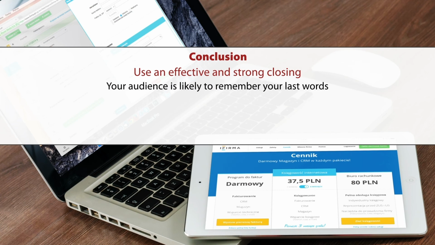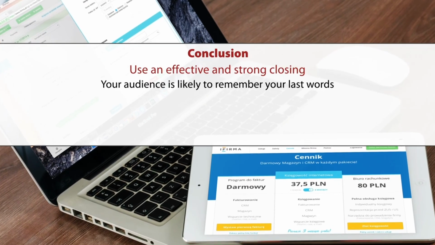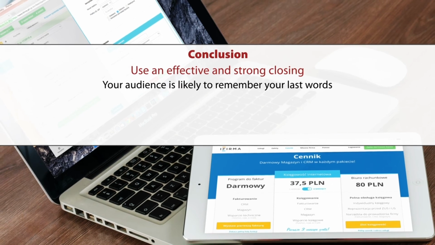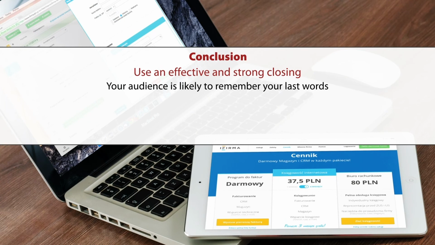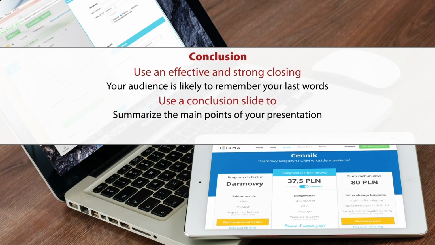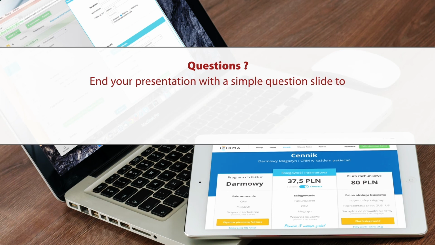Now when you are going to talk about ending a presentation with a strong finish, I think the audience is likely to remember your last word. So there must be certain phrases or quotations mentioned at the end, or some way you recapitulate, in the form of summarizing or concluding slides, summarizing the main points of a presentation and suggesting future avenues of research. And at the end, when you have concluded everything, end the presentation with a simple question slide. Invite your audience to ask questions.